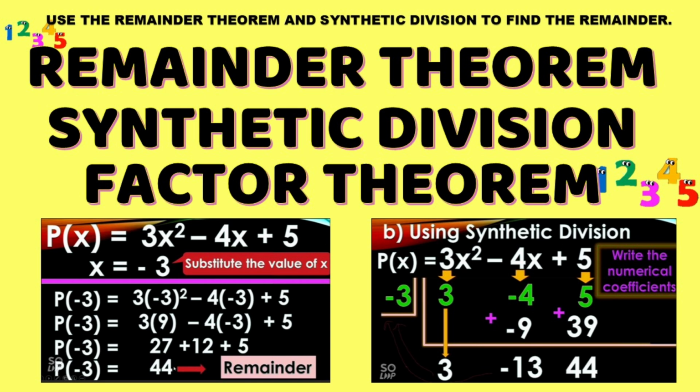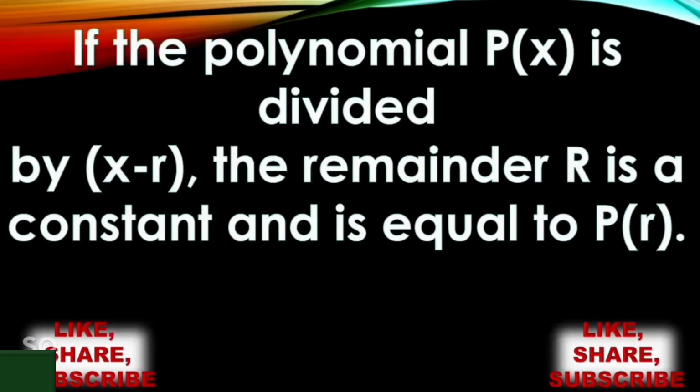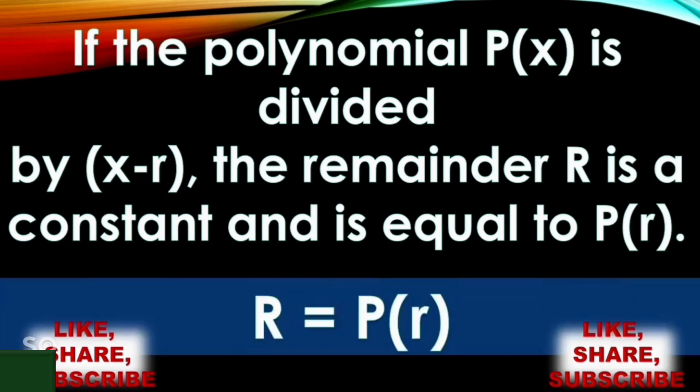In this lesson, we're going to discuss the remainder theorem and factor theorem. If the polynomial p of x is divided by x minus r, the remainder R is a constant and is equal to p of r. In symbols, we have R equals p of r.